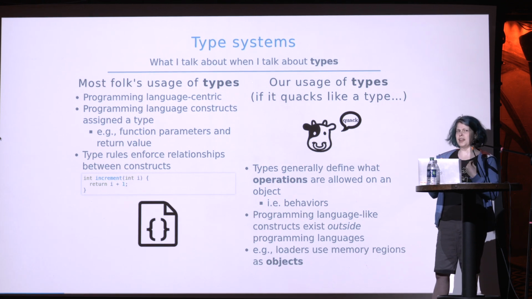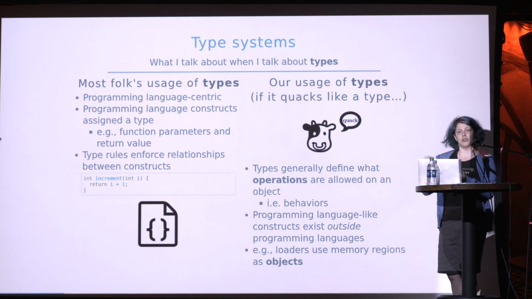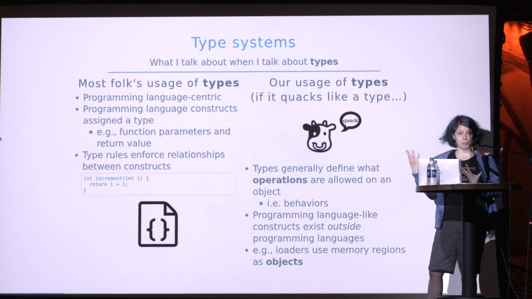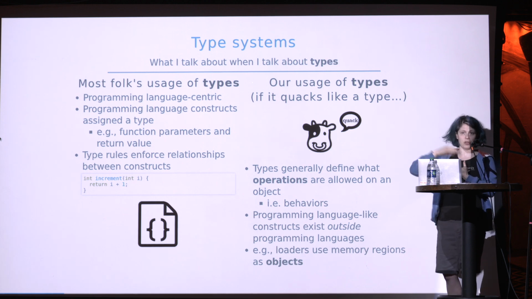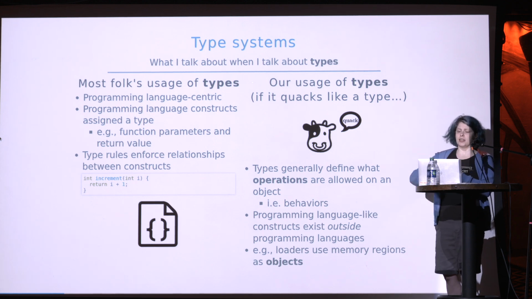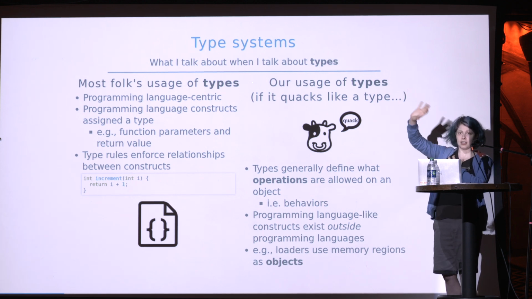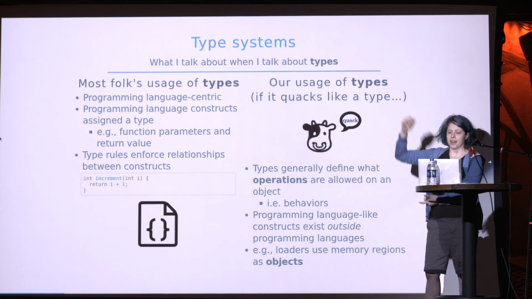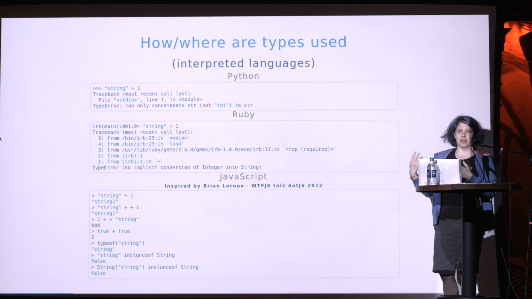But there are so many other things that seem like types to me. Really, because types generally define what operations are allowed on objects, what behaviors are allowed. And there are a lot of constructs that exist outside of programming languages that have this feel to them. For example, when we're loading data into a memory space to set up a process, the regions that we're copying over are objects. Each of them has a purpose to this group, to this region there. And just to give you a little more sense of where types are used, in interpreted languages, there are types.